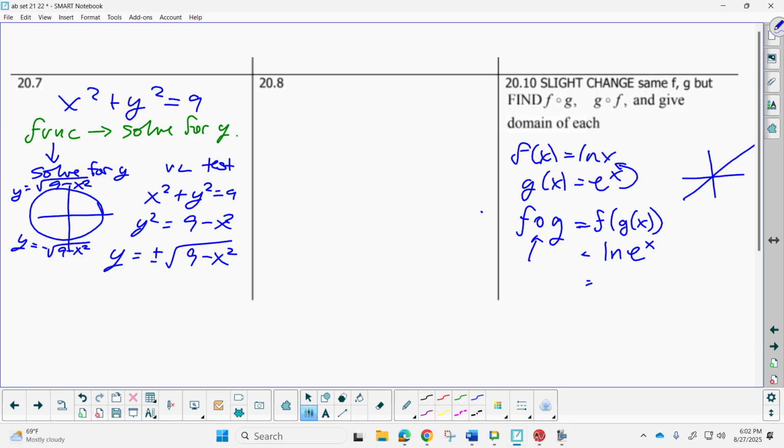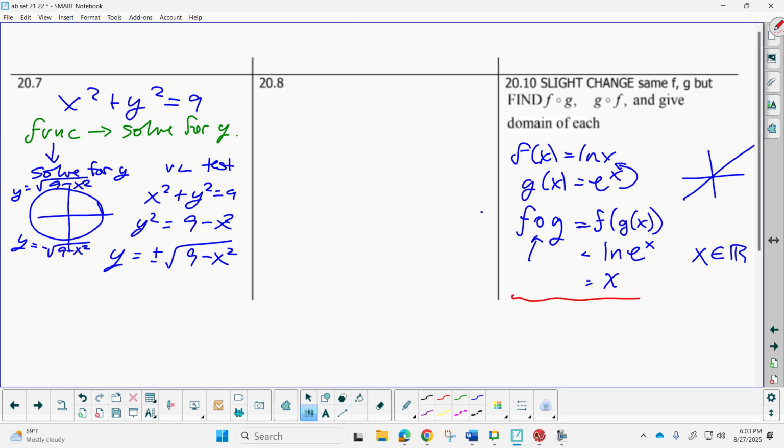The domain, mark the domain here. x can be all reals. Sorry, x can be all reals because plugging negatives into e is okay. They'll come out positive. Plugging in 0 into e is okay. It'll come out positive. And so all that is cool. The domain is all reals. Hopefully then you simplified it down to x.